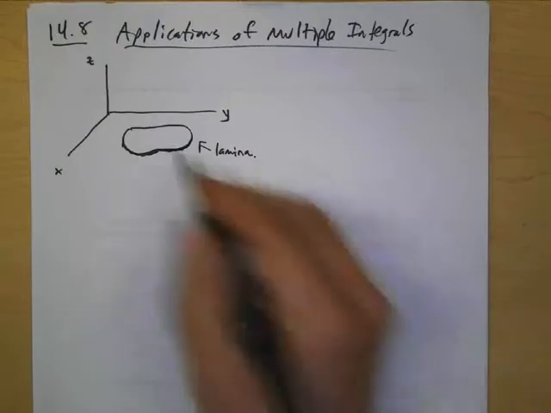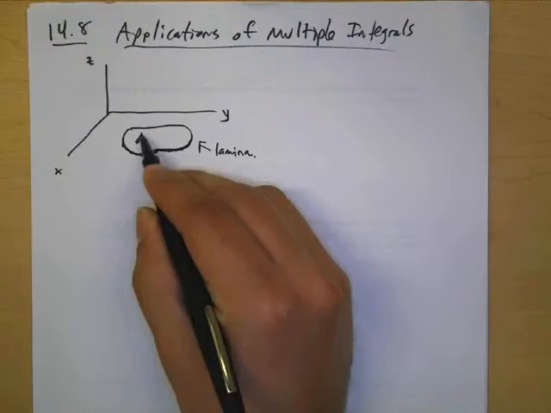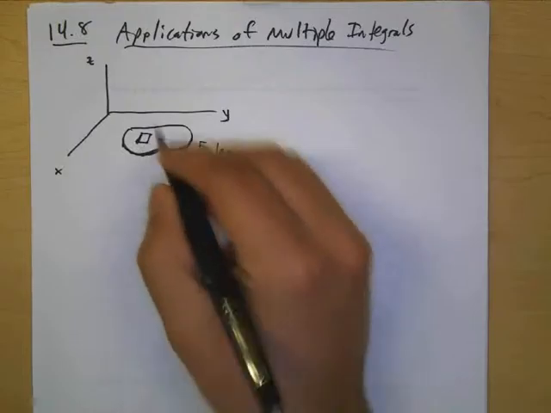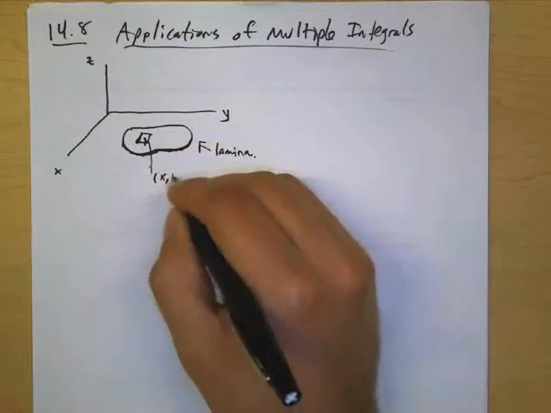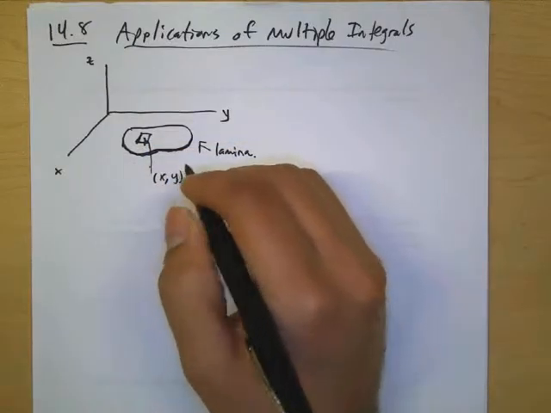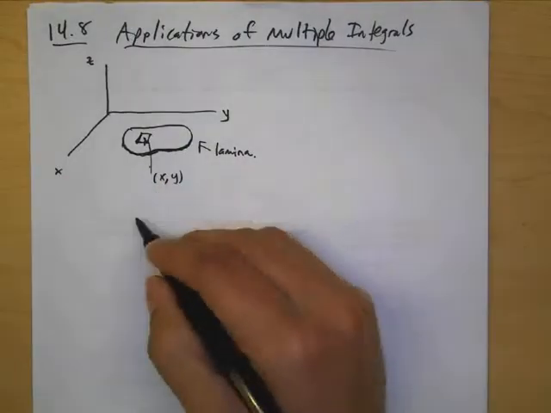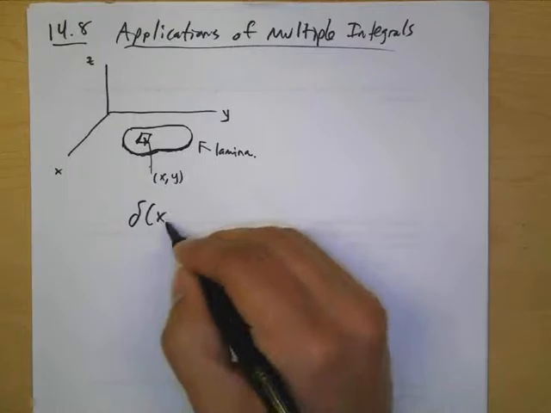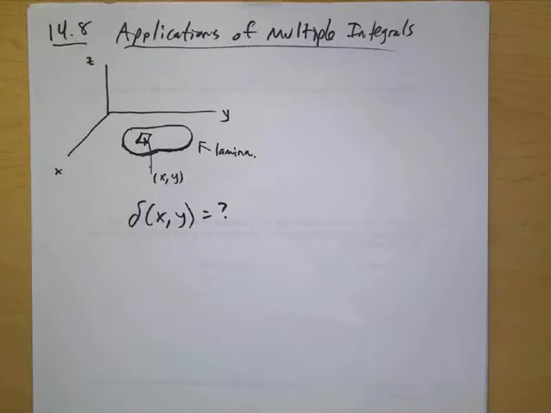Okay. And now, again, we're going to inspect a piece of the lamina. So let's look at a little section of it. And at this point, let's say that that's x comma y. And first we'll ask, what would the density be here? So we're going to call the density function delta of xy. We called it rho. It could be called a lot of different things.